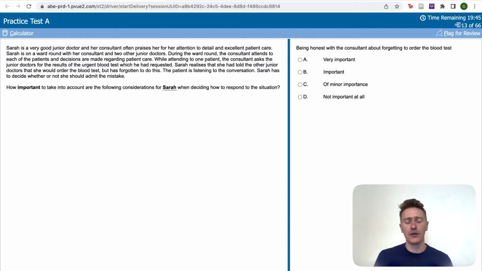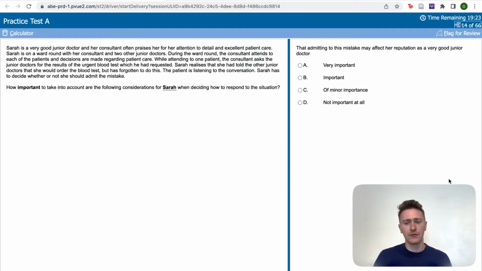Now, in healthcare and as a doctor, if you read all the GMC documents, always admit to a mistake. It's better to be honest and transparent so everyone's on the same page. We can remedy the mistake rather than try and conceal things. So anything that's going to suggest that Sarah should conceal something is going to be not important at all. So being honest, very important. That admitting may affect her reputation. That implies that we're going to be concealing it to save the reputation. That's not important at all.